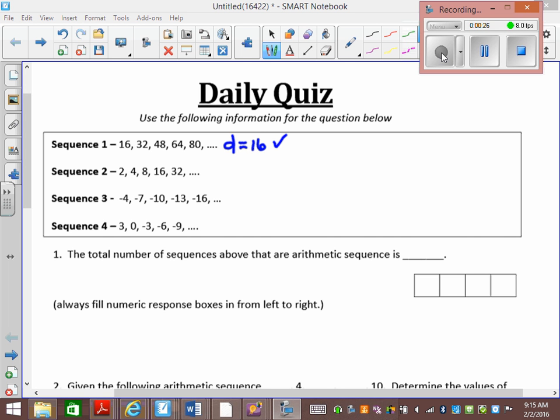This one I do term 2 minus term 1. 4 minus 2 is 2. 8 minus 4 is 4. Ugh, not working. So this one does not have a common difference, so it's not arithmetic. Then I go 7 minus a minus 4. 7 minus a minus 4 is actually what?